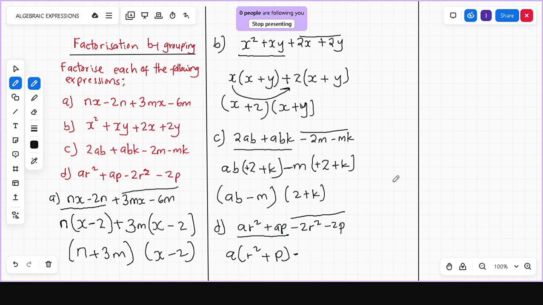Now the negative, that is 2r squared and 2p. The common factor here is 2, into bracket. A negative divided by a negative will always bring a positive, so I put a positive here. 2r squared divided by 2 becomes r squared. The negative divided by negative is a positive. Then 2p divided by 2, we've got p. So we have a minus 2 into the bracket r squared plus p. And that's all.